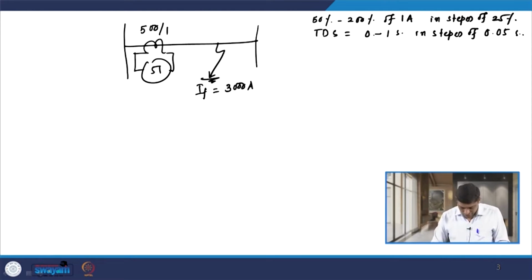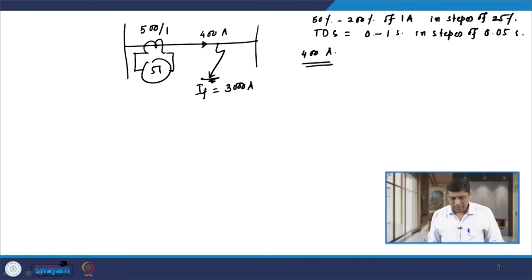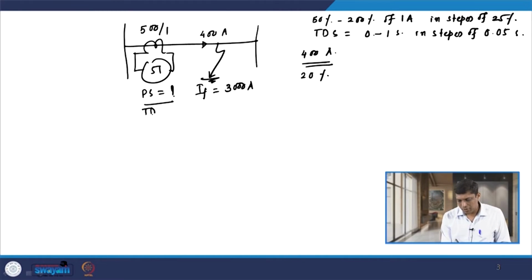Then it is also given that the full load current, that means this relay 51 is desired to operate at 400 ampere on the primary side. So, 400 ampere we need to consider. It is also mentioned that the relay is capable of taking care of 20% overload. The plug setting of this relay is not given, so we need to find out the plug setting, as well as the time dial setting of the relay.